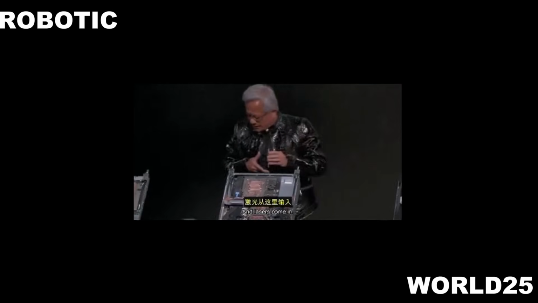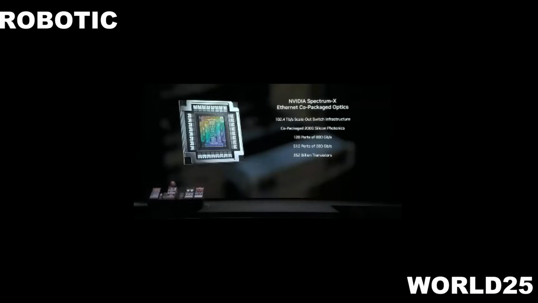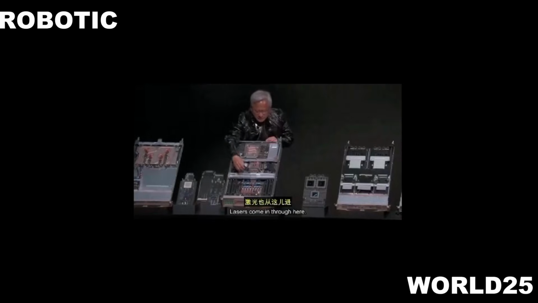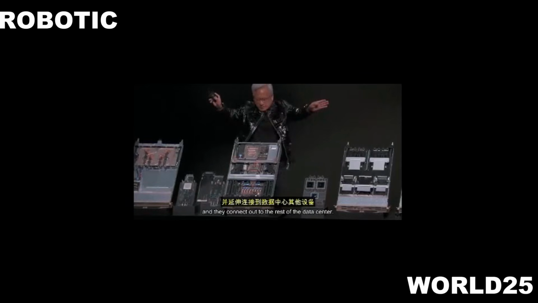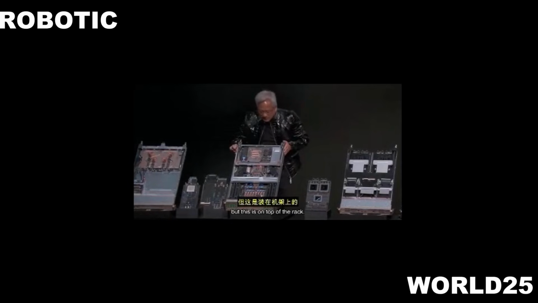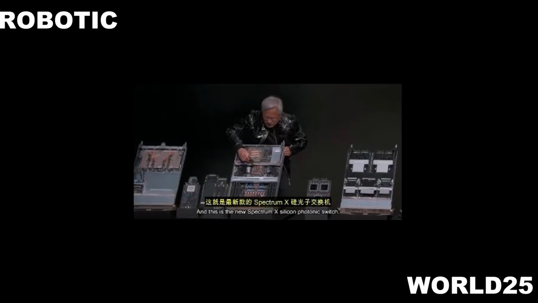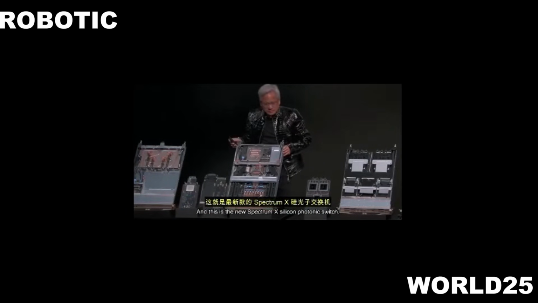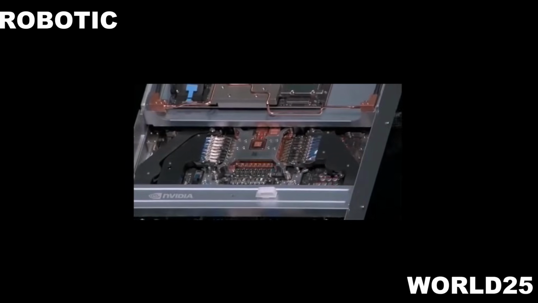And lasers come in through here. The optics are here, and they connect out to the rest of the data center. This I'll show you in a second, but this is on top of the rack. And this is the new Spectrum X silicon photonics switch. Okay?